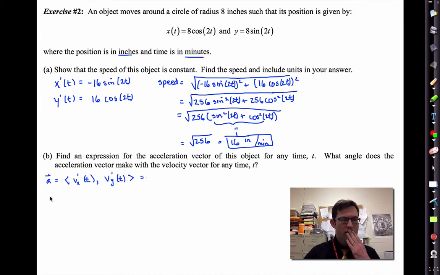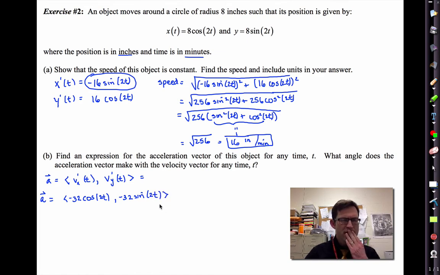Why don't we put it down here? All right, let's see. Here's my x component of the velocity. So if I take its derivative, what I'll have is negative 32 times the cosine of 2t, right? And then if I take the derivative of the y component, that will be negative 32 times the sine of 2t.